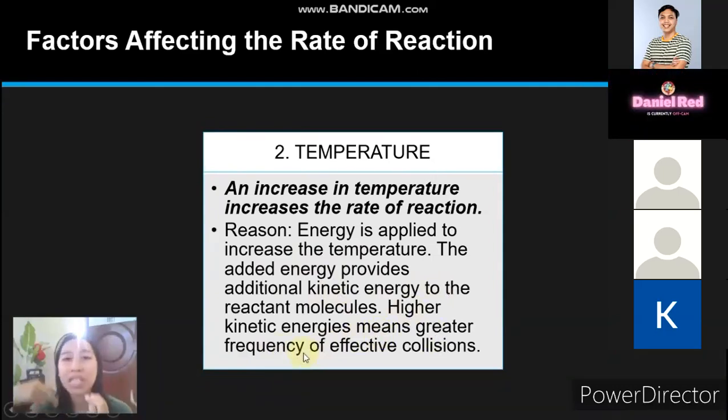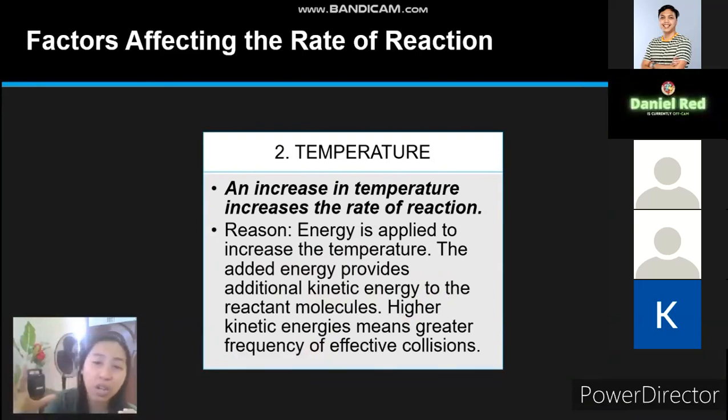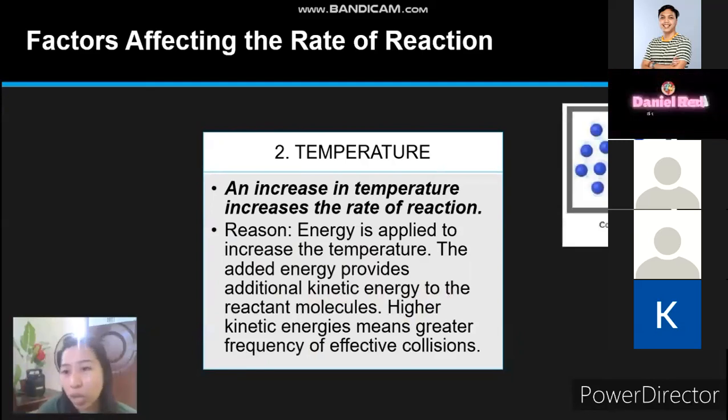Siyempre, pag mas taas ang heat, mo taas man ang kinetic energy, mas paspas mag-move ang imong mga molecules. Therefore, mas daghan ang collisions, right? So, kung mas daghan ang collisions nga naay proper orientation, then your chemical reaction would also increase. Example, ang molecule sa cold water, no? Hinay ang vibrations, hinay ang iyang movement, mao gani ice, maka-form ta og solid nga ice.